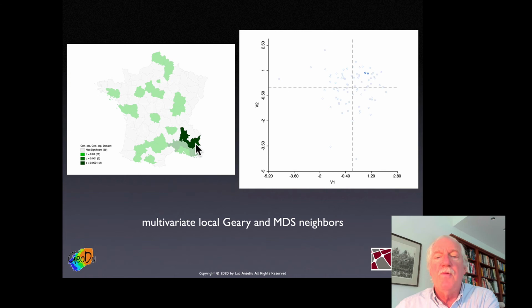So again, my philosophy in this exploratory spatial data analysis is to use different approaches and to see if they bring out some interesting patterns and interesting locations. And in this case, we see the interesting aspect confirmed from at least three different perspectives: using the multivariate local Geary, looking at the distances in the 3D data cube, and then on a multidimensional scaling two-dimensional plot. So that's the multivariate local Geary.